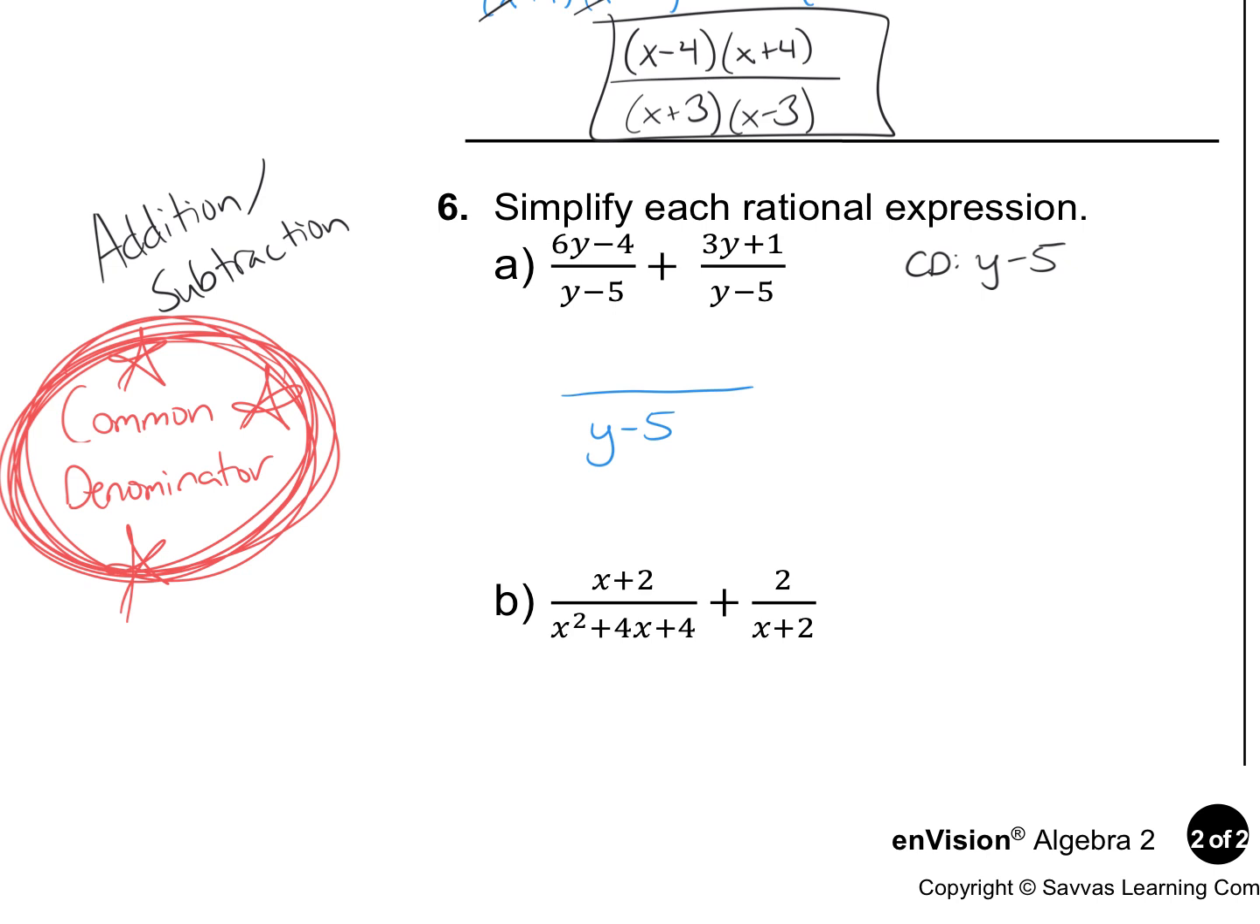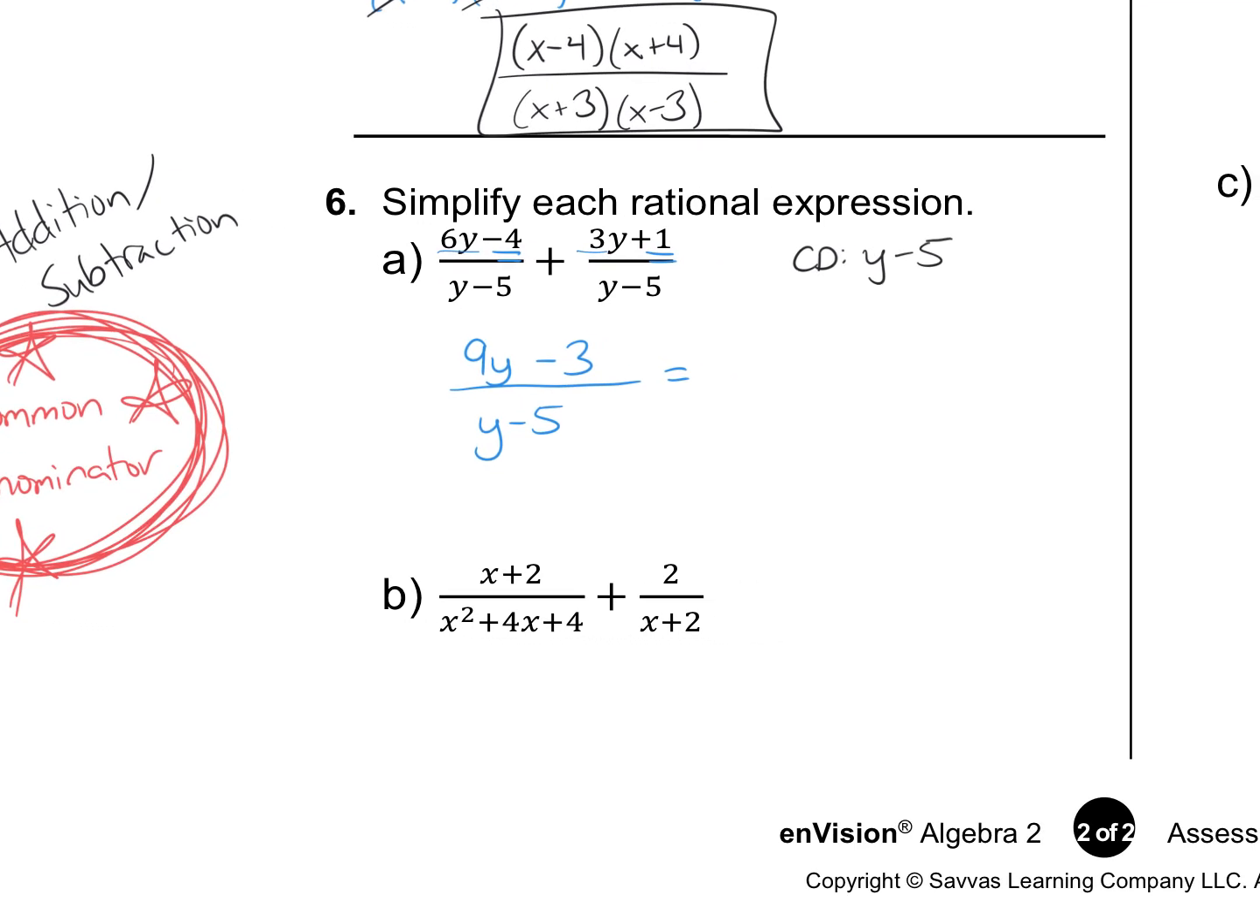Combine like terms. So what's 6y plus 3y? 9y. Negative 4 plus 1 is minus 3. What can I do with that top part? We always want to see if we can simplify. Take a 3 out, so I'm left with 3y minus 1, divided by y minus 5. Remember, your denominator will never change until you start crossing things out. Can I cross anything out? No, so we're done.